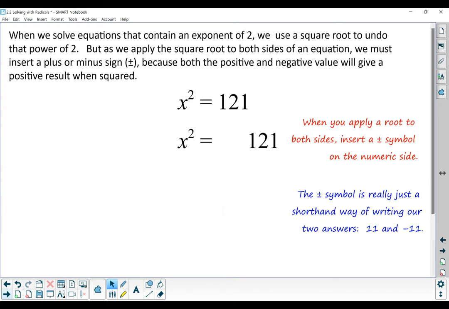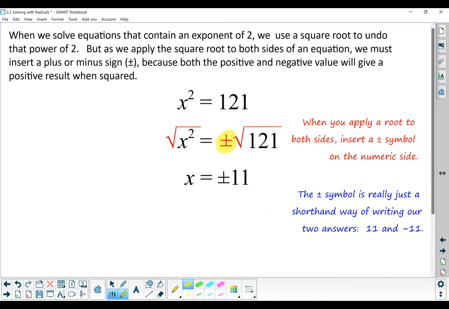So whenever we're working on solving equations that contain an exponent of 2, we want to use the square root to undo that power of 2. But as we apply the square root to both sides of the equation, we must insert a plus or minus symbol because we know that there is both a positive and a negative value that will give a positive result when squared. So when we apply the square root to both sides of our equation, we insert this plus or minus symbol.